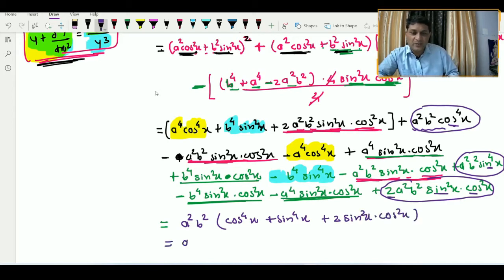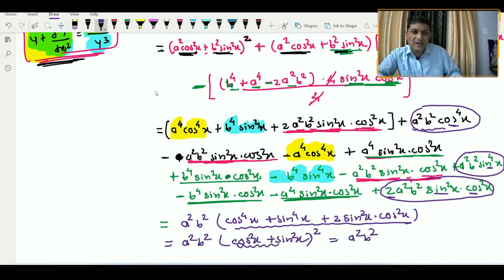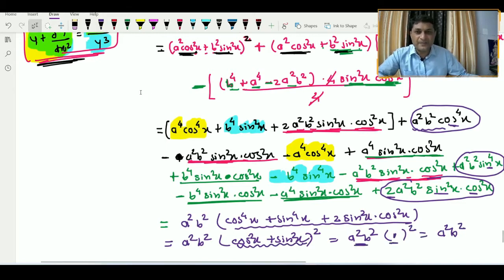So which is equal to a square b square, keep it as it is. Can I say that this whole term is nothing but the value of cos square x plus sin square x whole bracket square. So which is equal to a square b square, keep it as it is. According to the identity, cos square x plus sin square x is 1 raised to power 2. So which is equal to a square b square. 1 into a square b square will be a square b square.